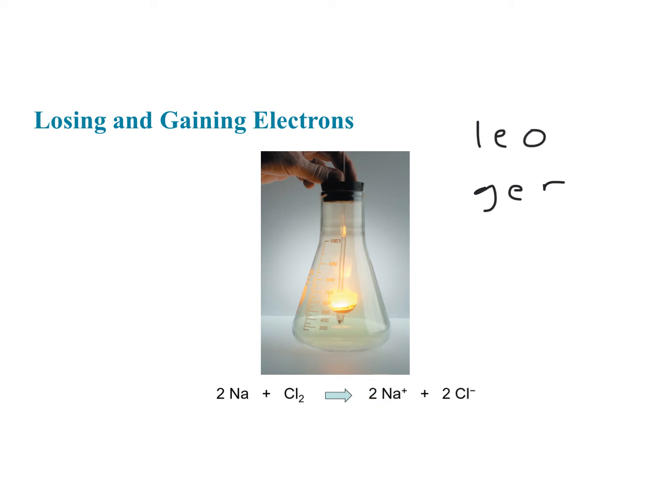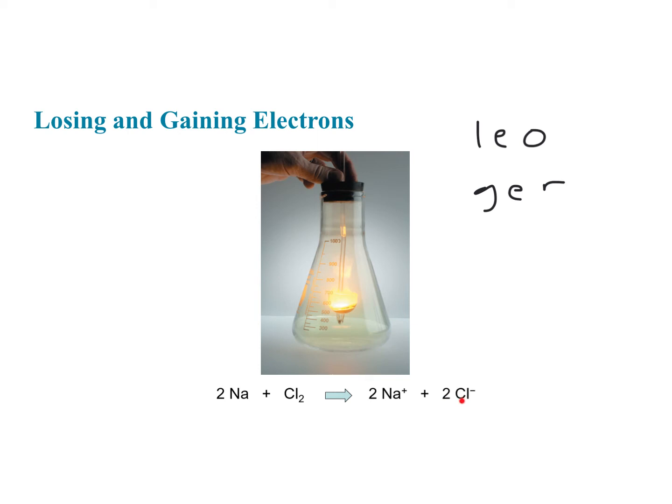In other words, the chlorine is acting as an oxidizing agent to oxidize the sodium. And remember, when we say oxidize, that just means that we have lost an electron. That's an oxidation. Now, at the same time the sodium loses electrons, the chlorine is gaining an electron.